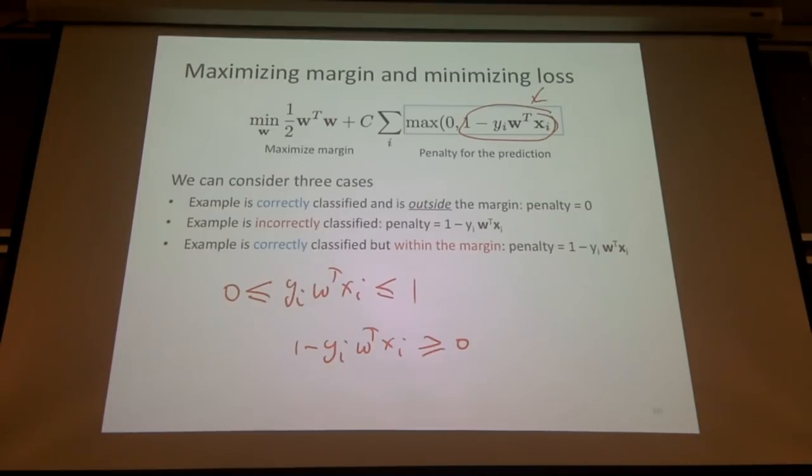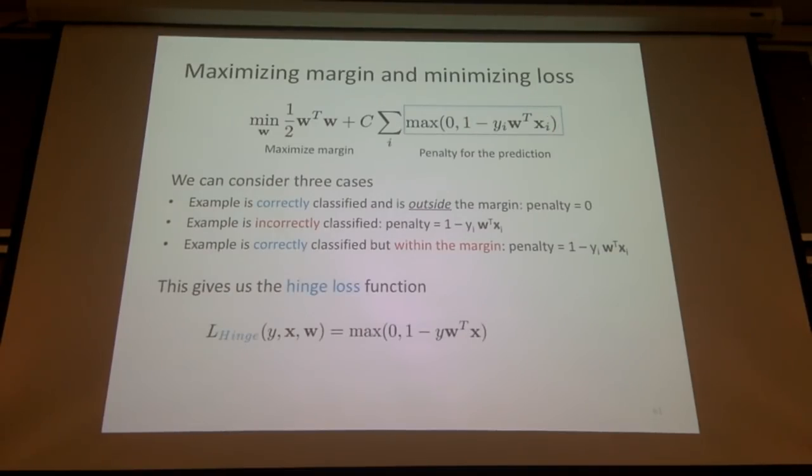This penalty term, the max of 0, 1 minus y w transpose x, has a name. It's called the hinge loss function. You can define it as the hinge loss, I'm going to call it L hinge. It's a function of y, x, and w, and it's defined to be the penalty that the classifier has to pay for misclassifying examples. But not just misclassifying examples, but for putting examples within the margin.